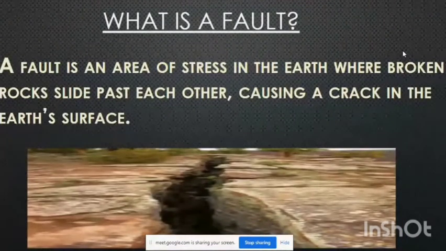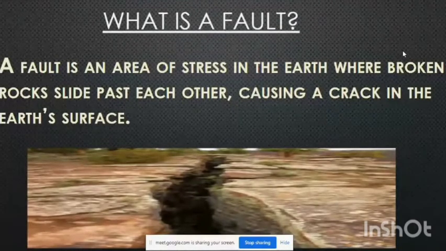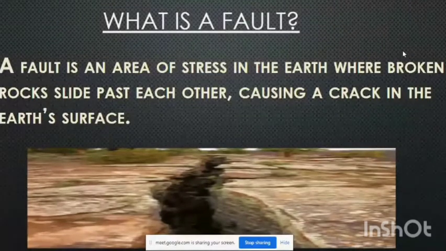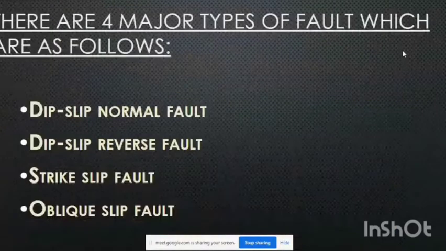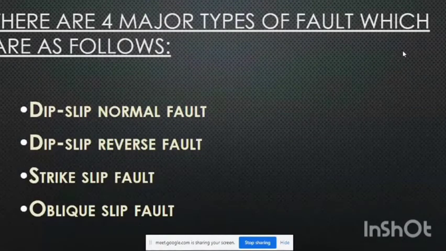What is a fault? A fault is an area of stress in the earth where broken rock slides past each other, causing a crack in the earth's surface. There are four major types of fault, which are as follows: dip slip normal fault, dip slip reverse fault, strike slip fault, oblique slip fault.